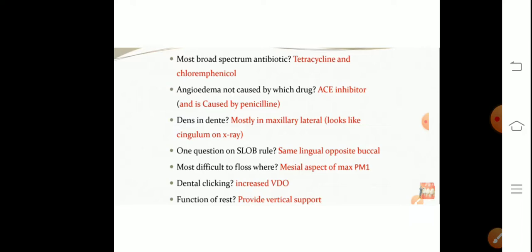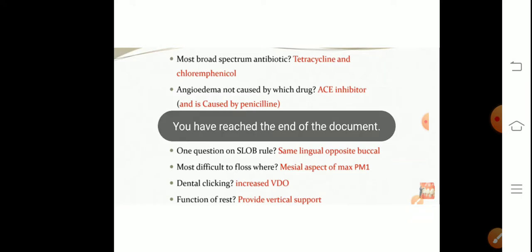Now, dental clicking. Why does dental clicking arise? Dental clicking arises due to increased vertical dimension of occlusion. Next, function of the rest. In the case of an RPD, what is the function of the rest? The rest mainly provides vertical support.